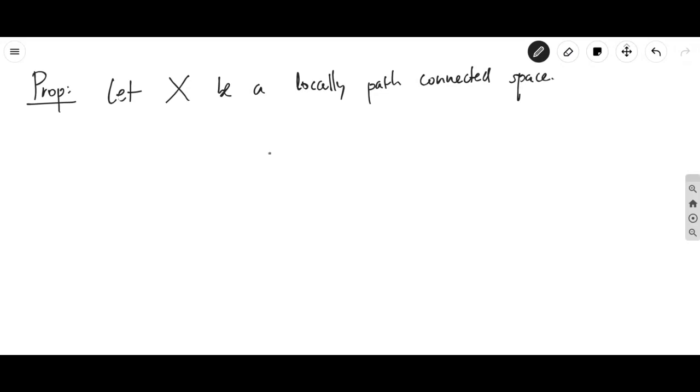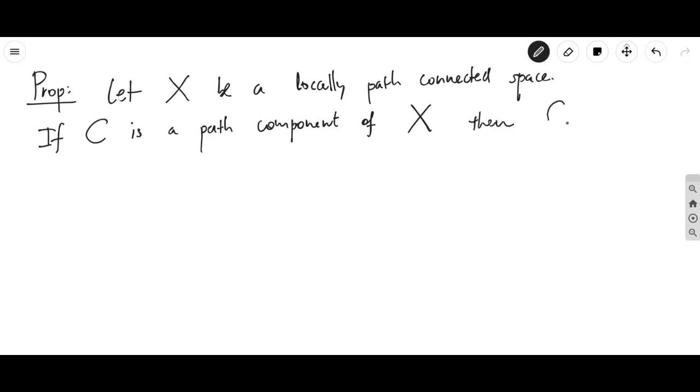Okay, so now we can say that if C is a path component of X, then C is an open subset of X. So in other words, the path components are also open subsets. And I'm going to leave this as a homework problem. I think this is a good homework problem. I'll give you the basic idea of how this works.